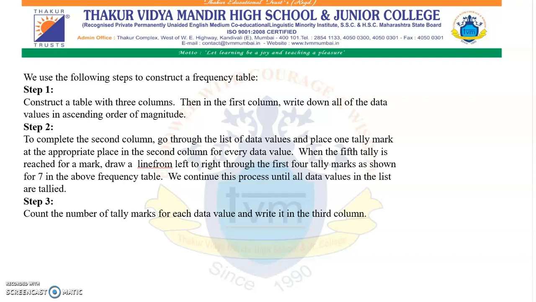In step 2, to complete the second column, go through the list of data values and place one tally mark at the appropriate place in the second column for every data value. When the fifth tally mark is reached, for a mark, draw a line from left to right through the first 4 tally marks as shown in the frequency table in the previous slides in part 1. We continue this process until all the data values in the list are tallied. In step 3, count the number of tally marks for each data value and write it in the third column.